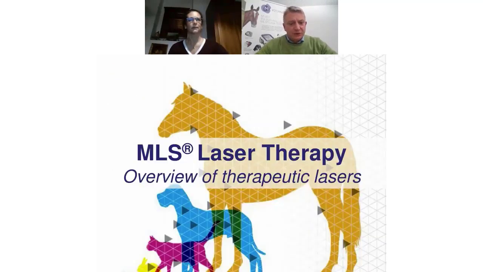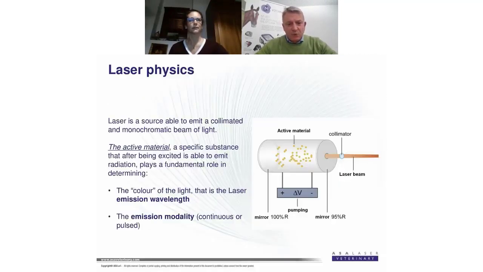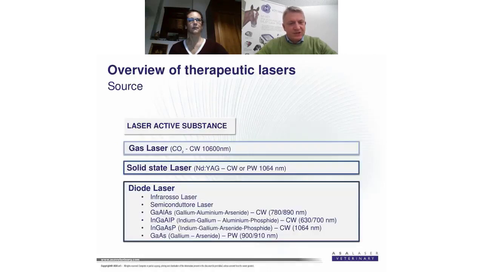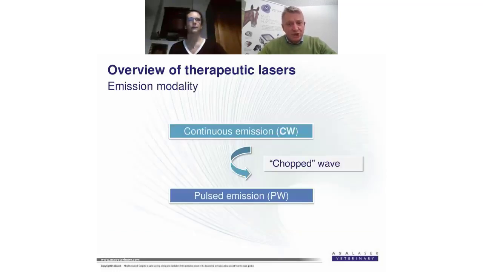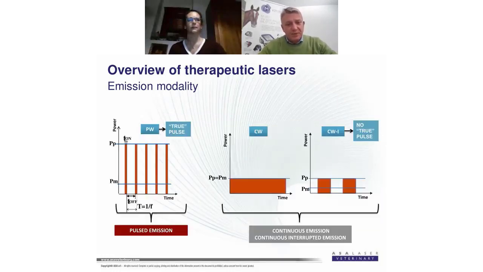So, a little bit about the laser. Last time we talked about what a laser is, and especially about the source: MLS is a diode laser. What is the difference between high power and low power? MLS is a high power laser. The emission of MLS is both continuous and pulsed, and we discussed the benefit of the pulsed emission.